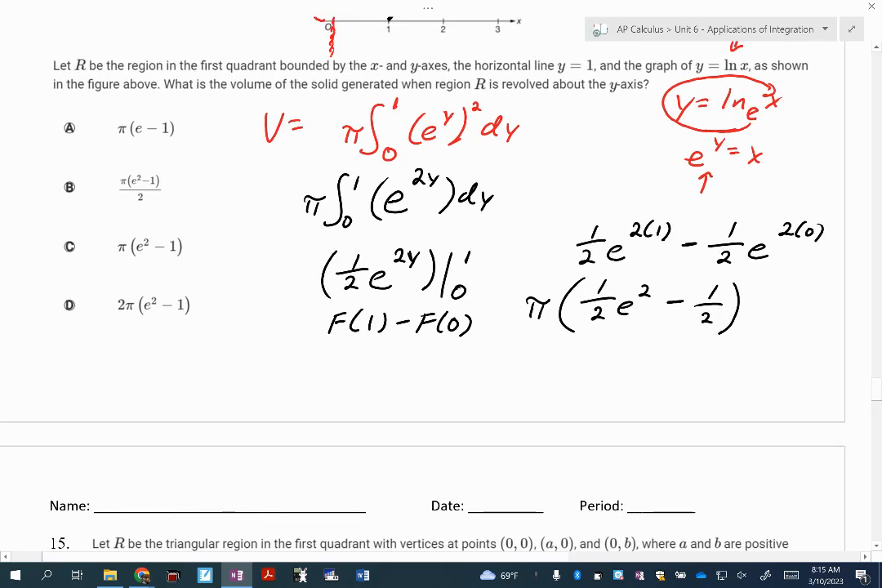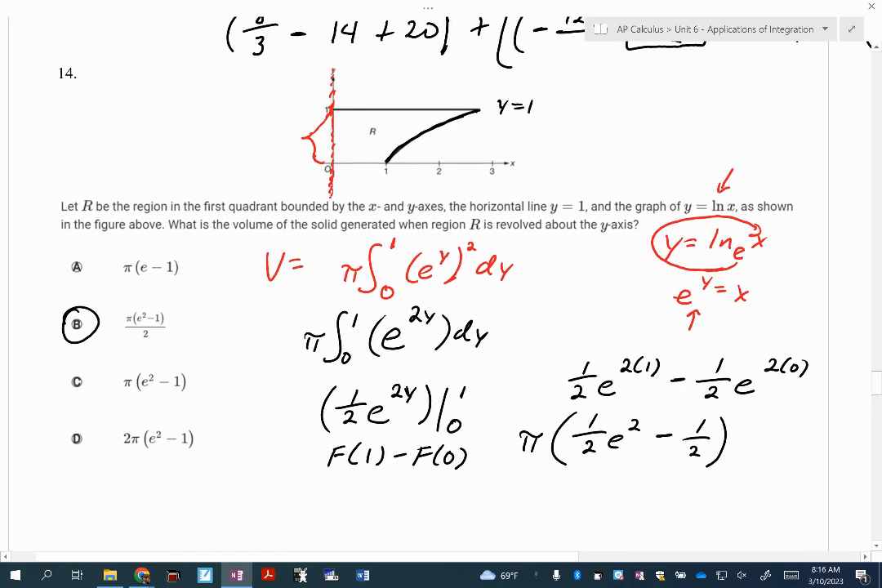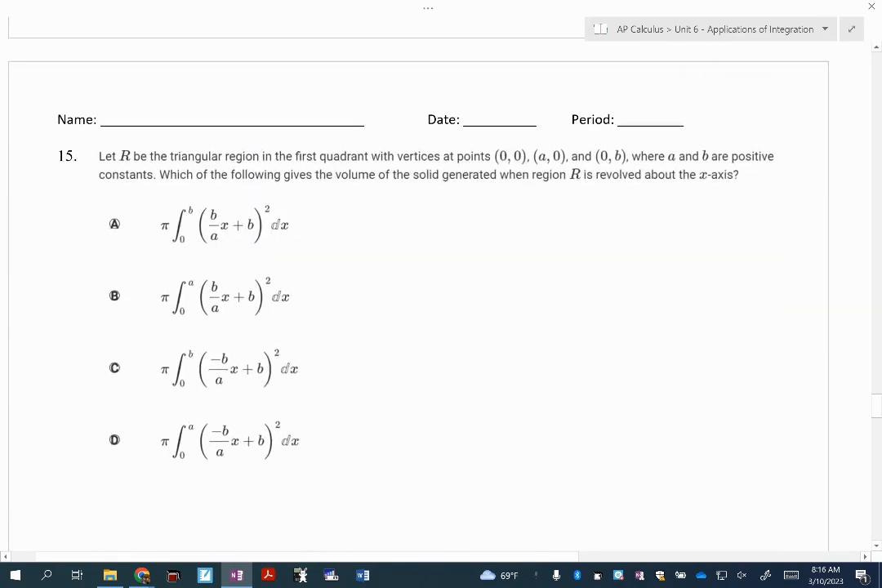I'm looking for the solution that matches this. And it looks like the only one that has all that together would be pi times e squared minus 1 divided by 2, if you factor out the 1 half and put it in the denominator as a 2, and then the pi multiplied in front. So the answer is B. That's it for 14. All right, let's try 15.